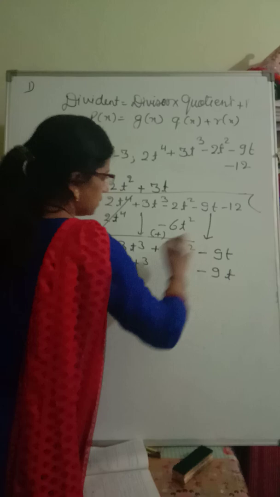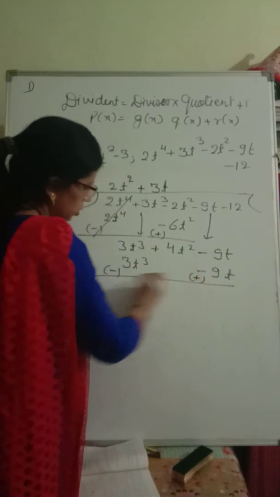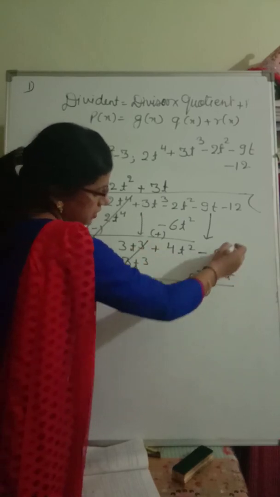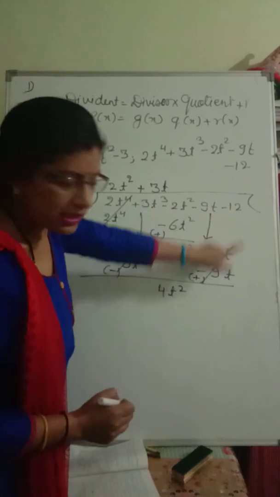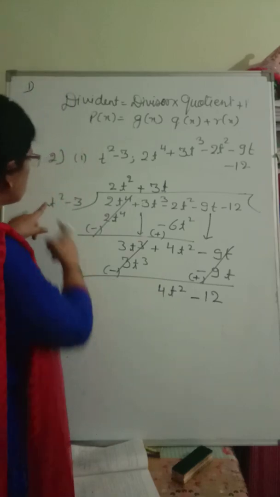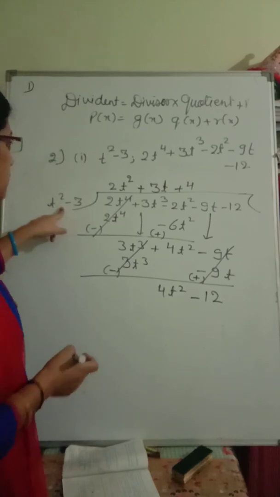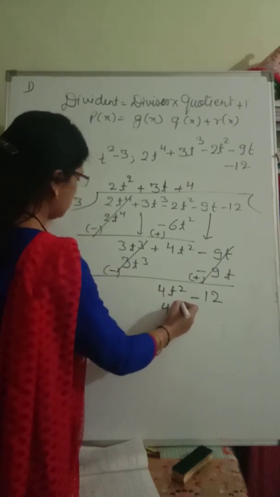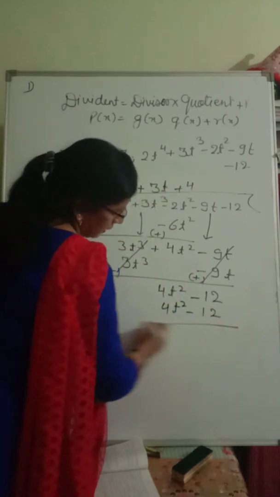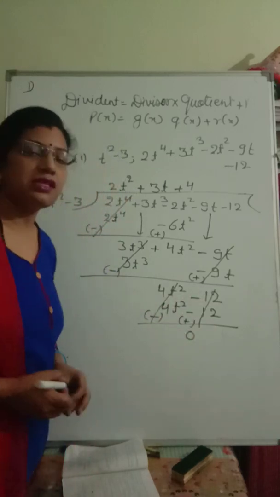Minus 9t, minus 12 is left. Okay, the minus sign and plus sign change. This is cancelled out. 4t square is left, minus plus minus, this is also cancelled out. Then minus 12 is left, let us note down minus 12 also. Now we want 4t square. So plus 4t square is already here, so we will get 4t square. Then 4 times 3 is 12, minus 12, minus plus, both are cancelled out, and the remainder is 0.